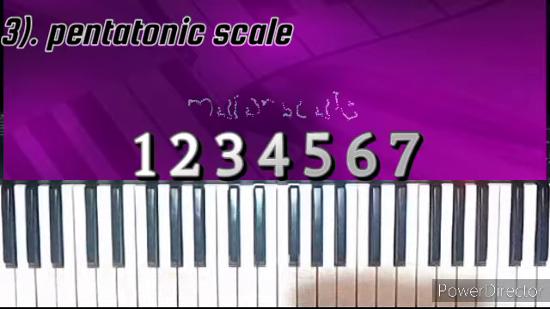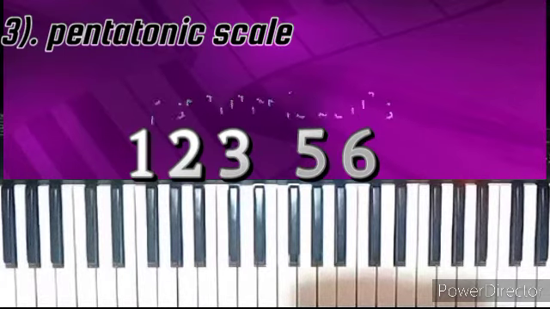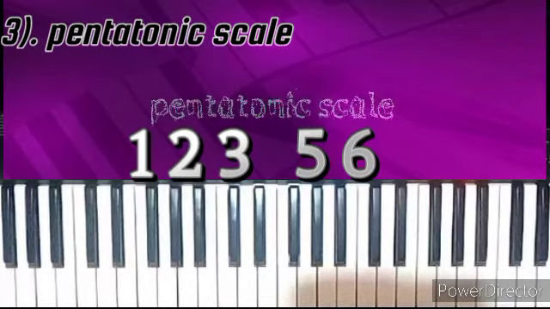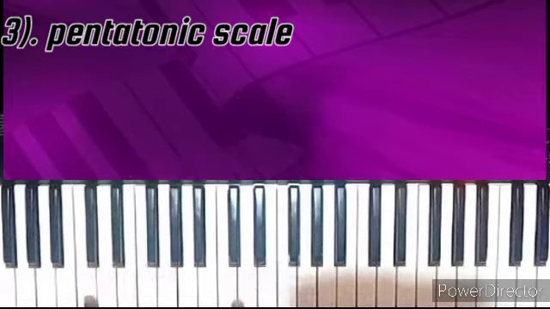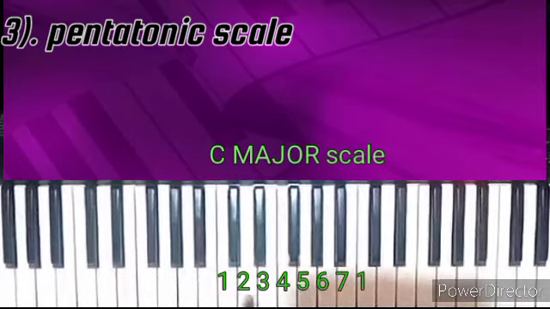It says that once you've gotten your major scale of any key, you just pick the first degree of that scale, the second, third, fifth, and sixth degree of the scale. This is what I mean. For instance, in the key of C major scale, this is your C major scale. That's 1, 2, 3, 4, 5, 6, 7. So I just pick the first.